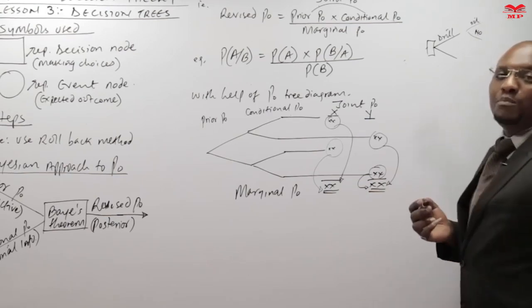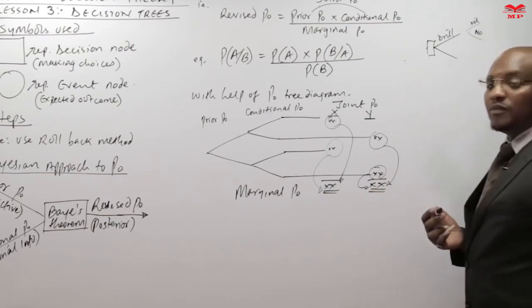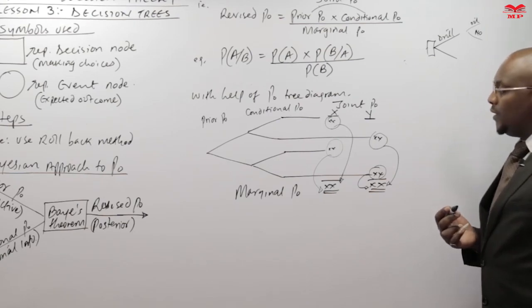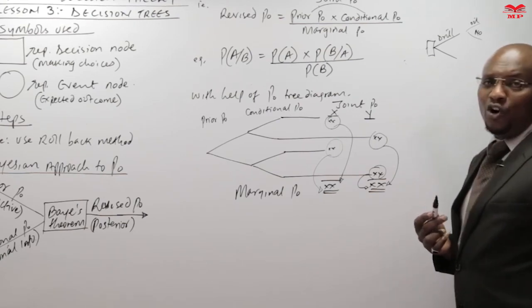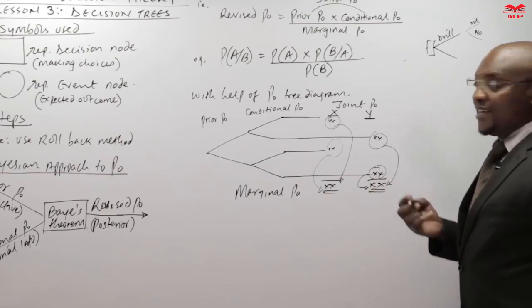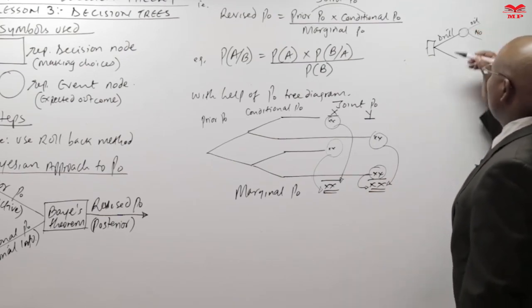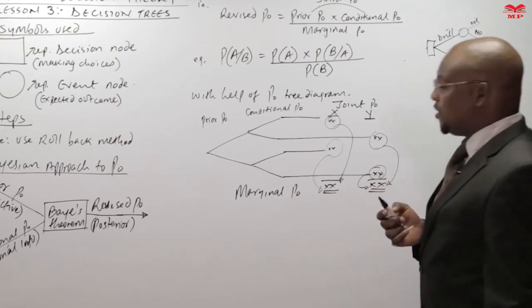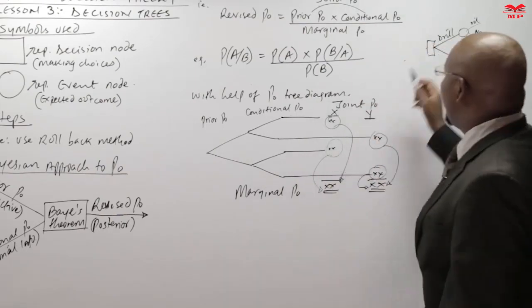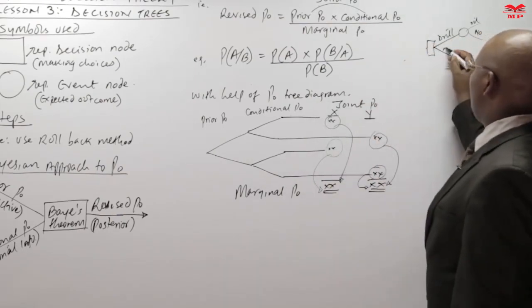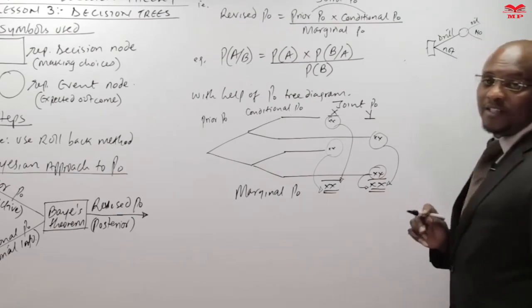And then also, because determining or getting oil or no oil is not within our discretion, then we normally use a circle. Where it's not within our discretion, we don't make a choice, we use a circle. But where we are making a decision, we can use now the box.